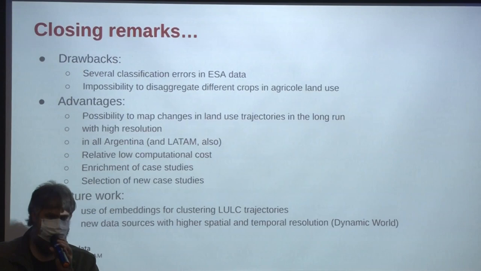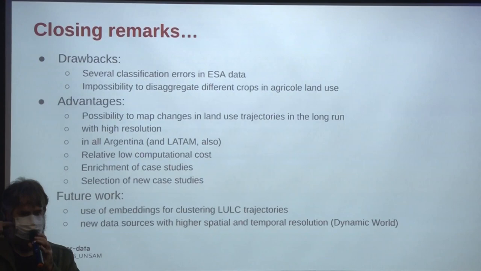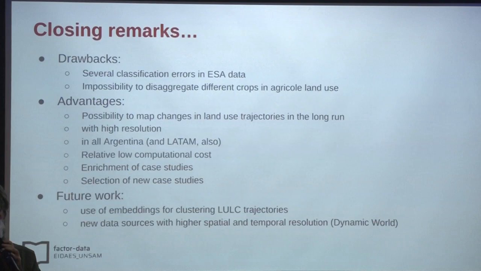And we're exploring new data sources with higher spatial and temporal resolution. I'm not sure if you know, but there is this amazing and crazy data set called Dynamic World, which has 10 meters, a pixel of 100 square meters, which is crazy. And I don't believe it's daily or weekly estimation of land cover data. Of course, you know, Google is involved in that great experiment. So we're trying to explore this new information.